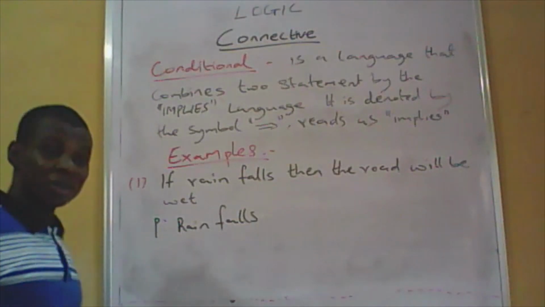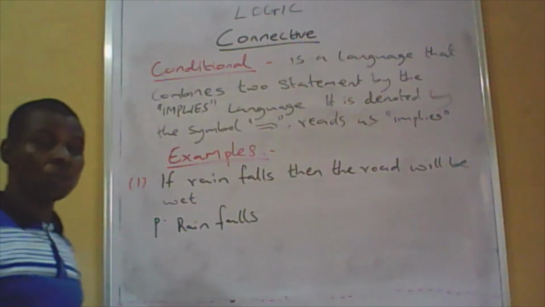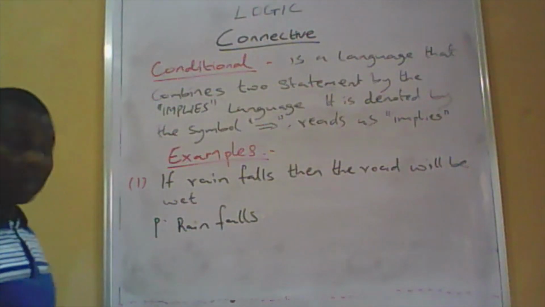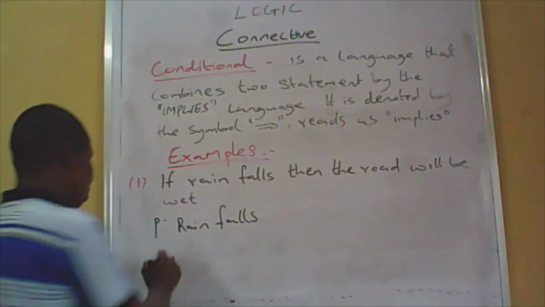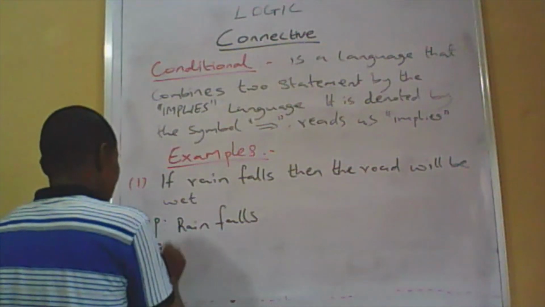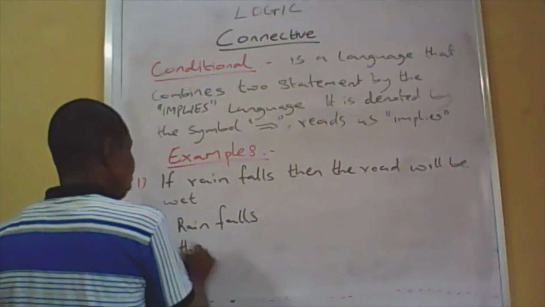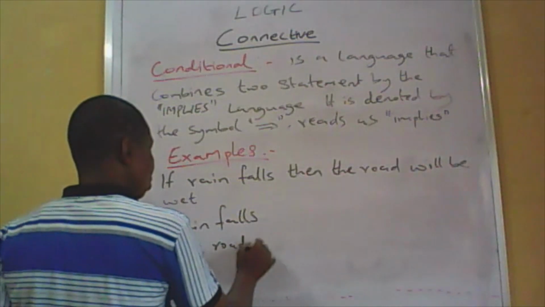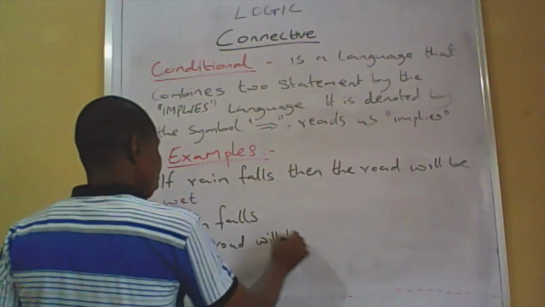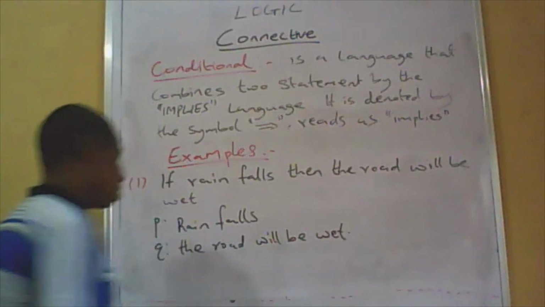That means rain falls. Is it true that rain falls? It can just be true or false. Is it that rain falls? If rain falls, Q represents the road will be wet.